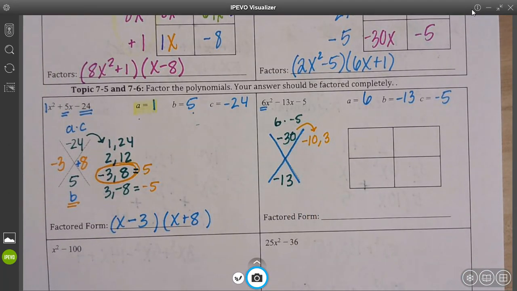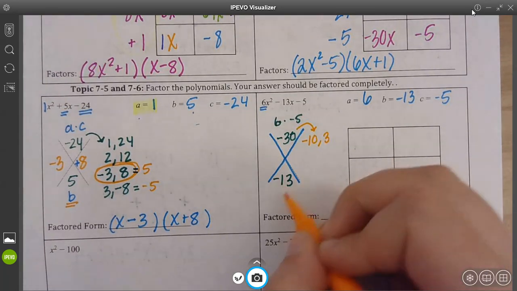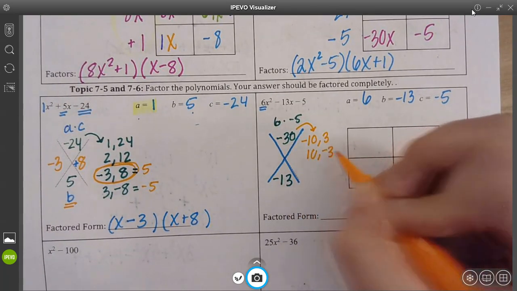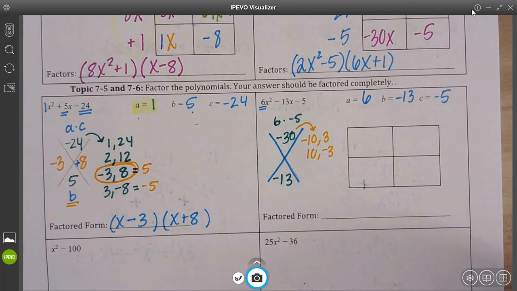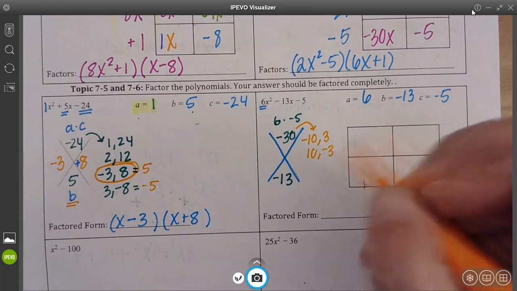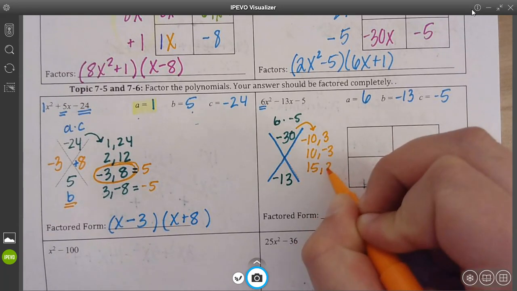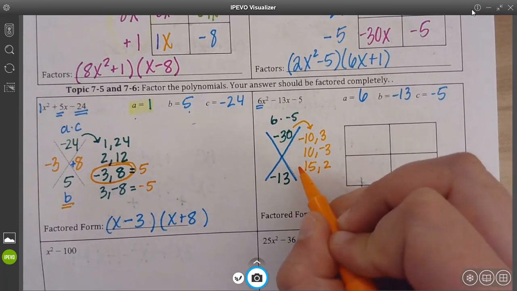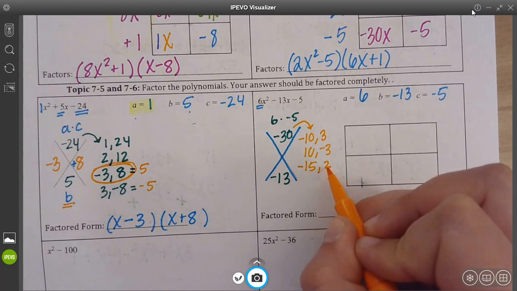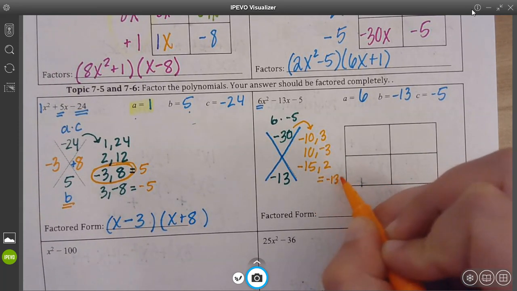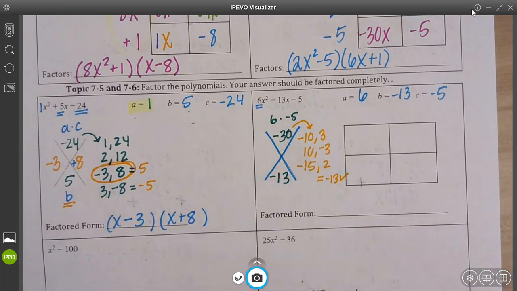So negative 10 plus 3 is negative 7. That one doesn't work. And then 10 times negative 3, when I add those guys together, it doesn't work either. So now I've got to check a different set of factors. Another set of factors I know about 30 are 15 and 2. So if I make one of these negative, negative 15 plus 2 equals negative 13, which is exactly what I wanted.